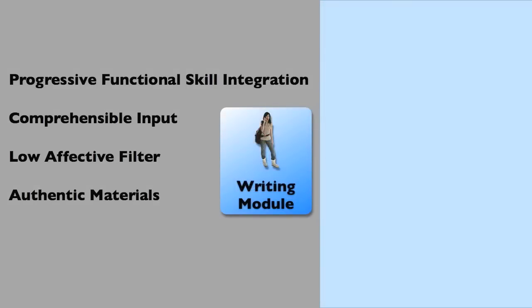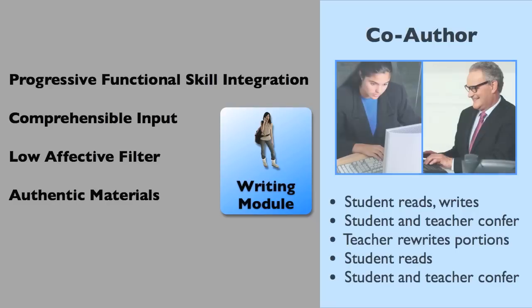Now we'll take a look at a writing module activity. In the co-author technique, the student's existing reading ability serves as a foundation for progress in writing. Every day, the student reads to find ideas, then produces a short writing project. The teacher confers with the student, then rewrites selected portions of the student's work to make it perfectly grammatical and idiomatic, thus showing the student how his or her thoughts might be expressed by a proficient writer. The student reads the teacher's rewrite several times and asks questions as needed.